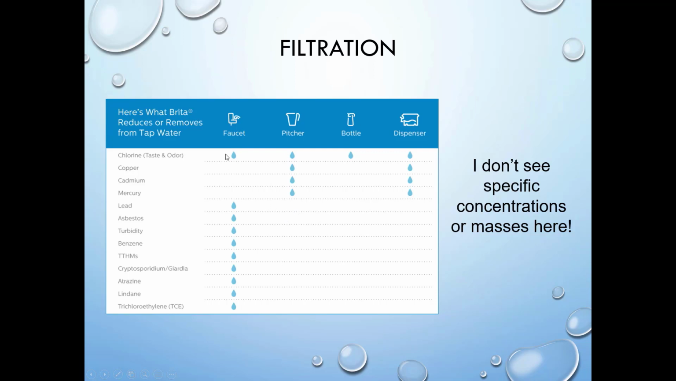And so you can already see that you would need to use the faucet in tandem with the pitcher in order to eliminate all of them. Now, that said, this is just a really nice diagram, and it doesn't state any specific concentrations that their filters can handle very well, or filtrations over time or anything like that.